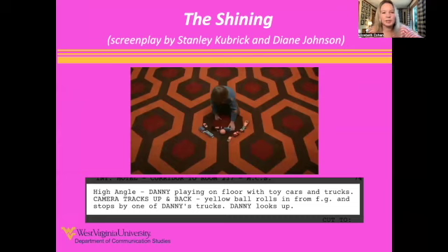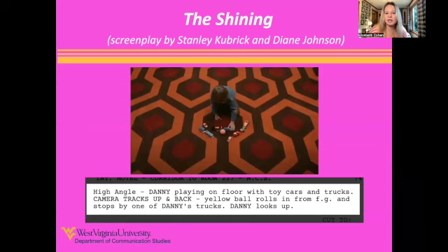A great example I like to bring up about this, and I think this is one of the questions on the quiz, is I took this screenshot of a part of the Shining screenplay, which was written by not just Stanley Kubrick, but Diane Johnson.